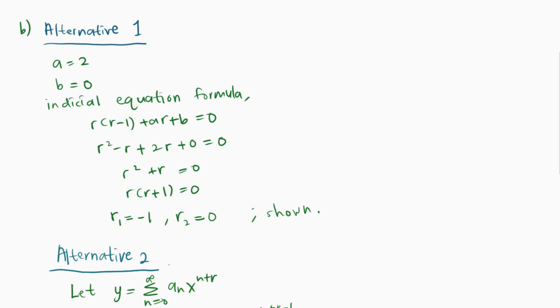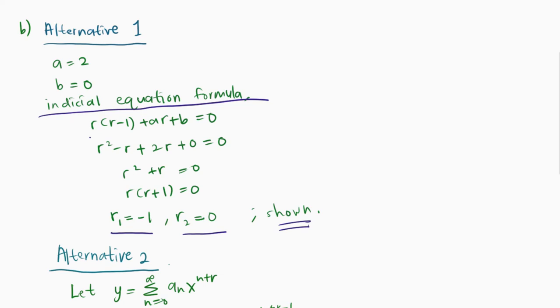So here the initial equation formula is given as r times r minus 1 plus ar plus b equal to 0. So here r squared minus r plus 2r plus 0 equal to 0. Simplifying until here, you will have r1 equal to -1 and r2 equal to 0. So it is shown. Remember again, the small value of r would be our r1. Small value is r1.